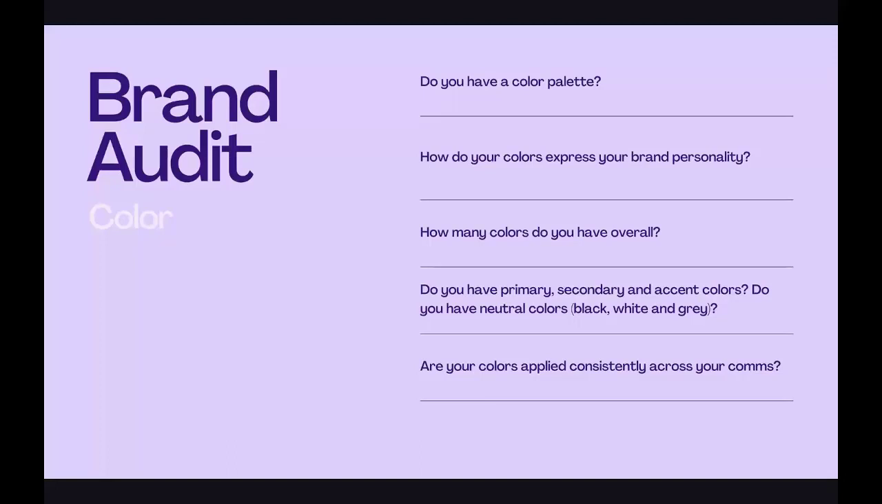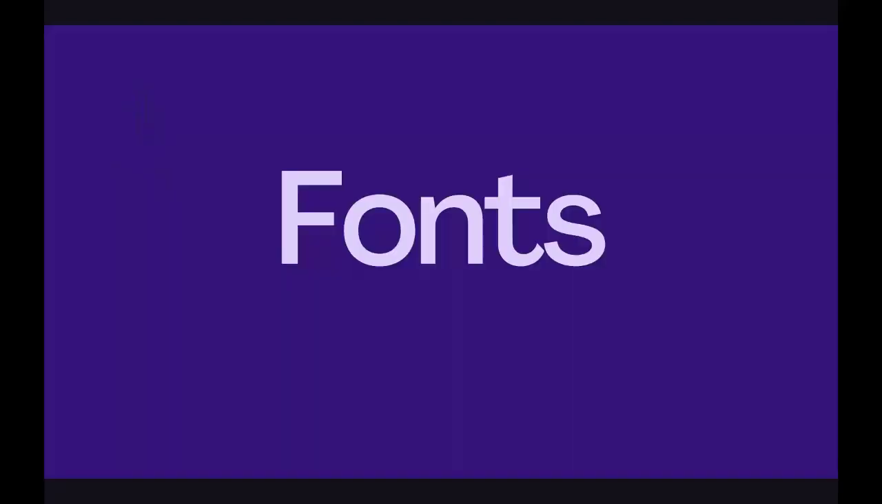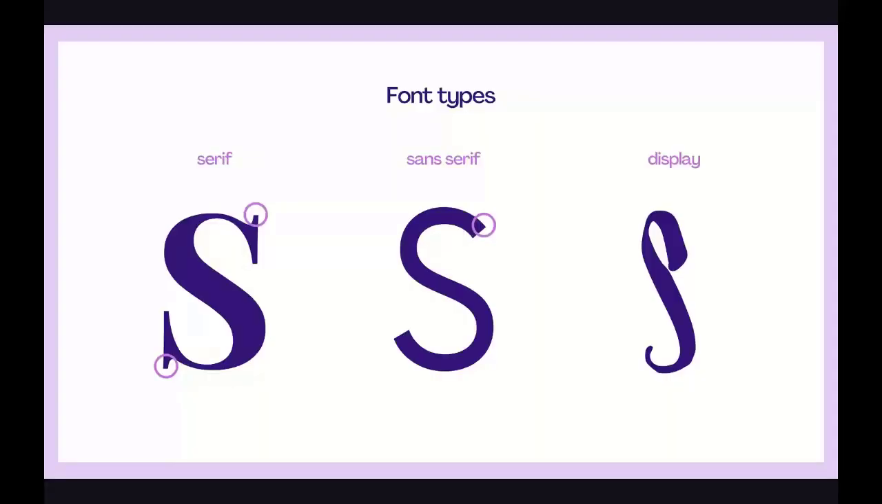And then how consistently are your colors applied throughout your communications and your outputs? So there you go. Now let's move on to the third part of our brand identity, which is all about typography and fonts. So just to make it, again, very, very simple, there are essentially 3 different types of fonts.